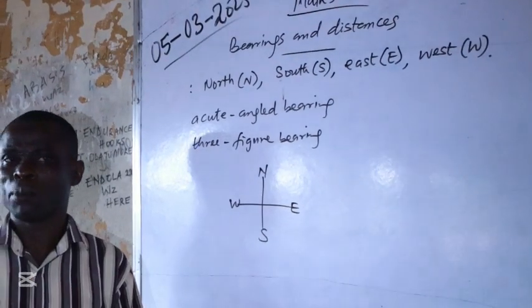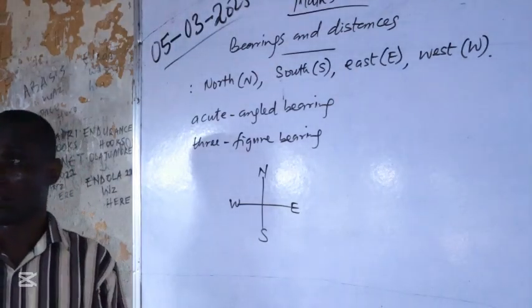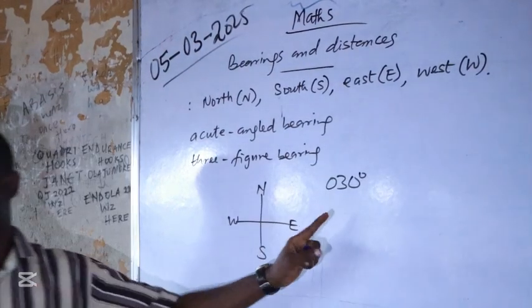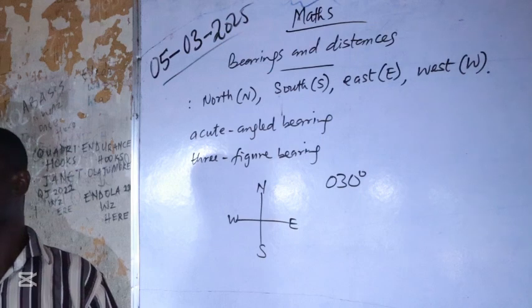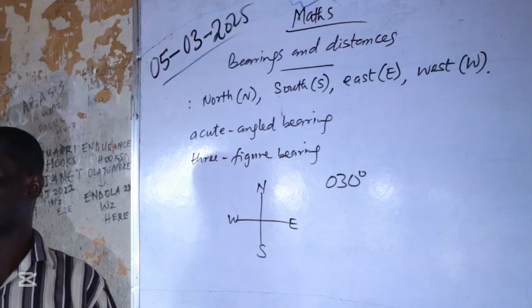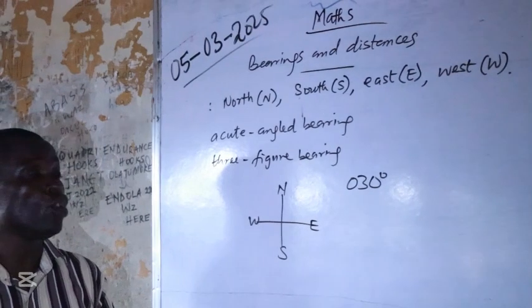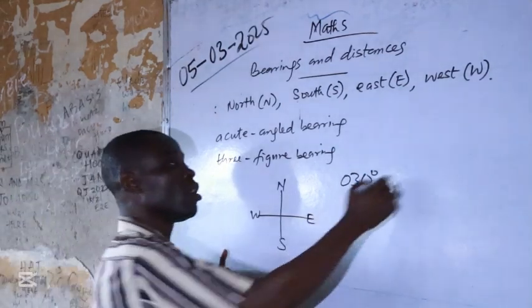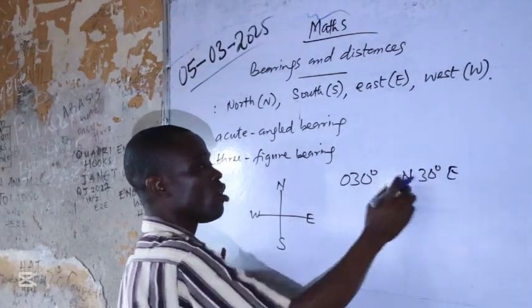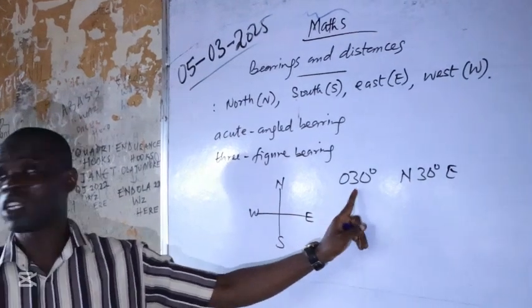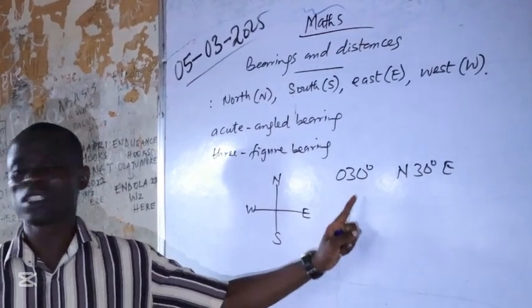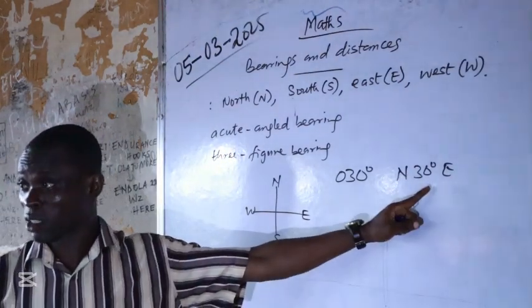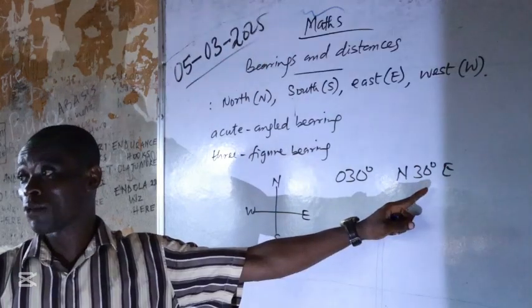Because if you have the bearing in three figures, when you have something like 030 degree, this is three figures bearing. You cannot just write 30 degree as bearing. If it is bearing, you must have three figures. And acute angle bearing is the same thing as compass bearing. You can say north 30 degree east. North 30 degree east is the same thing as 030 degree. If I use 030 degree, it means I must start from the north. But if I use north 30 degree east, it's still the same thing, but this one is telling us that we are going to start from the north.